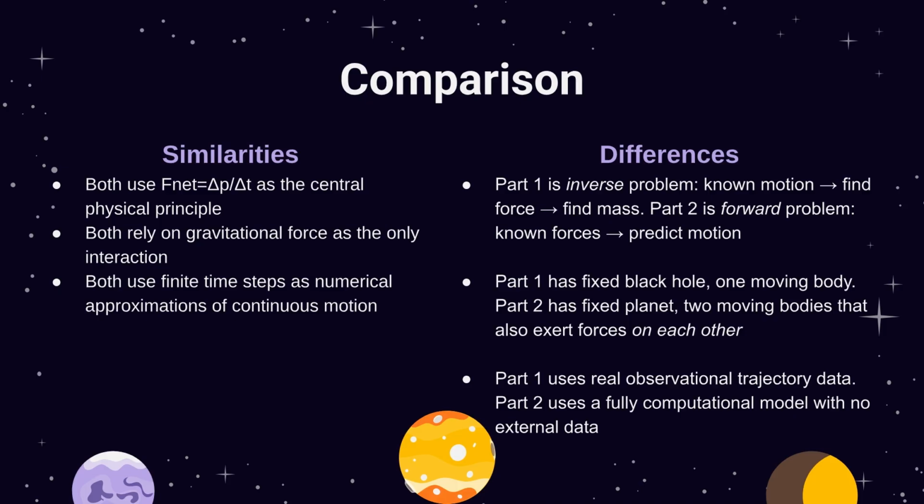Comparing the two parts, the biggest conceptual difference is the direction we're working. Part 1 is an inverse problem. We have the trajectory and we work backward to find the force and then the mass. Part 2 is a forward problem, where we know all the forces and predict future motion. Part 1 also has only one moving body, while Part 2 has two moving bodies that interact with each other, making it a little more complex. What's the same in both is that the gravitational force is the only interaction, Newton's second law drives everything, and we're using finite time steps as numerical approximations of continuous physics.